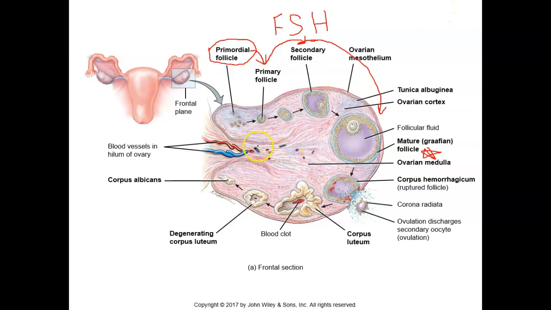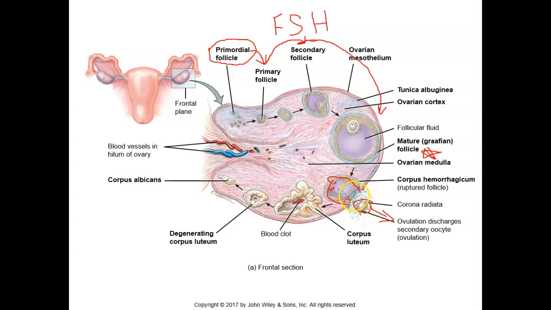So a couple of things. This here, this is all a mature follicle. When ovulation occurs, when the oocyte is flushed out of the follicle, there's now this kind of empty follicle. That's not of no importance.